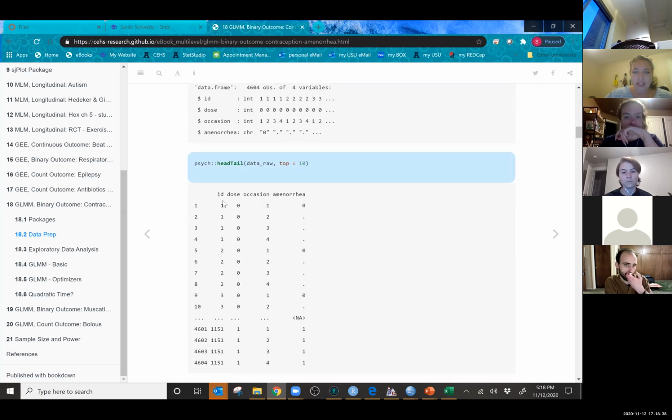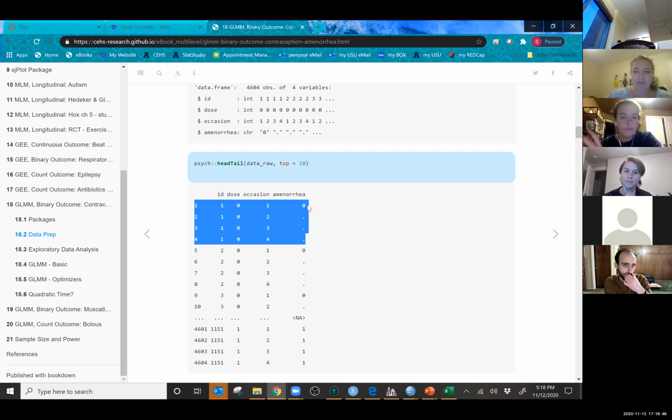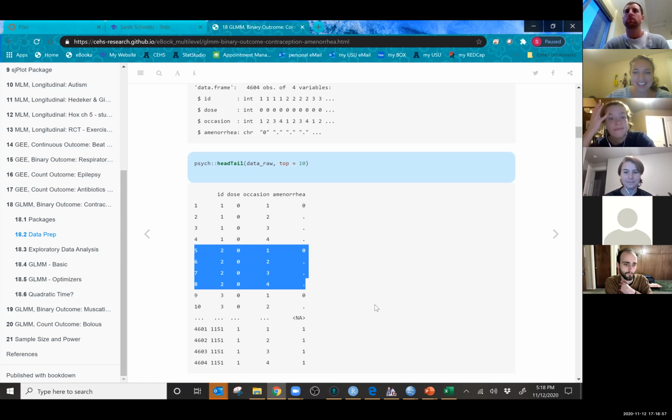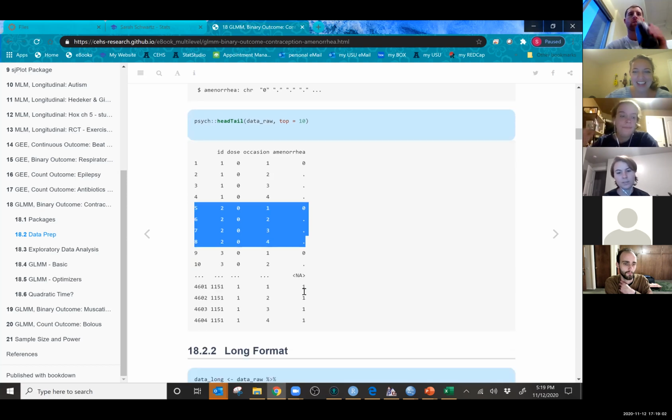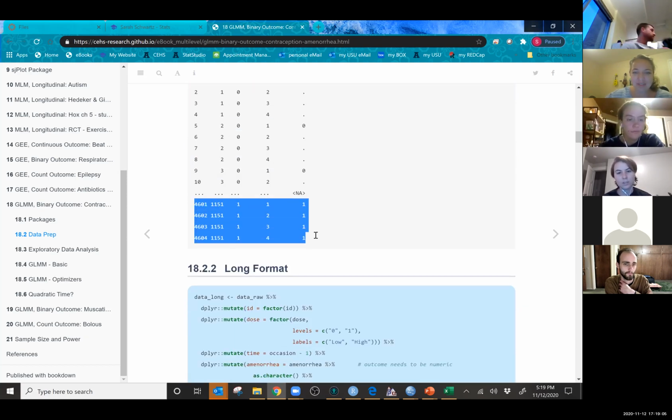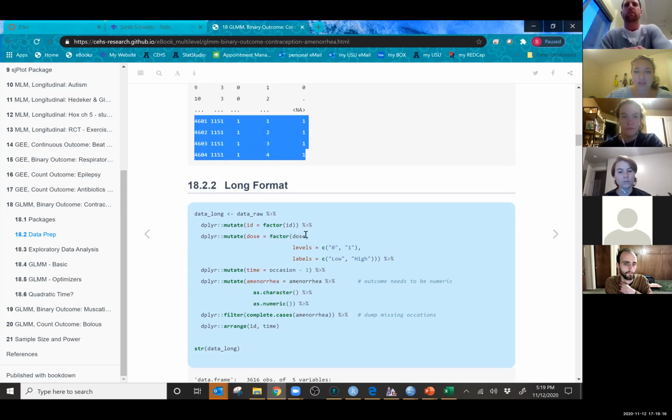So here's woman number 1 in the study. She was on the low dose, and let's see, how many times did we get her to come back? We have baseline and nothing else for that first woman. What about the second woman? Baseline and nothing else. But here's the last person in the data set. They came all 4 times. We got them to come back, and they were skipping their period every single time. So this is in long format.